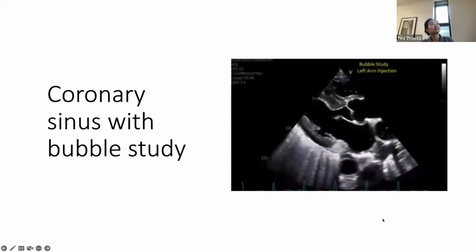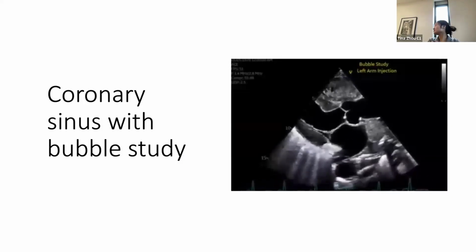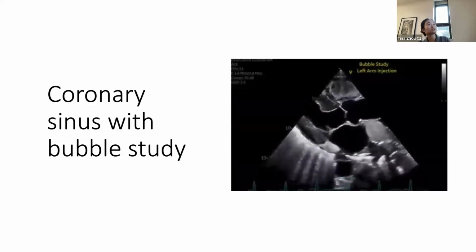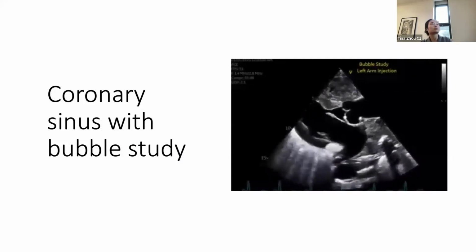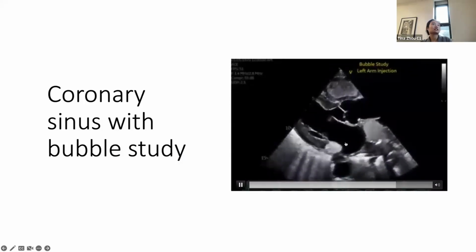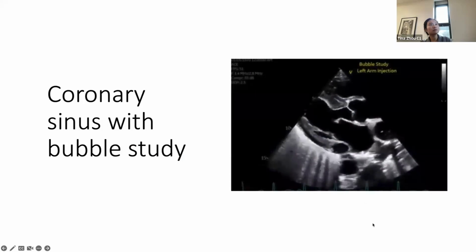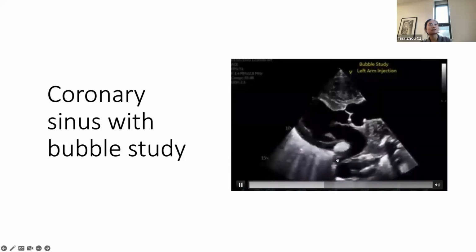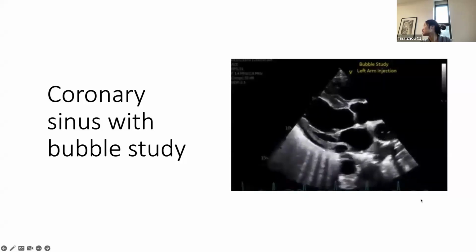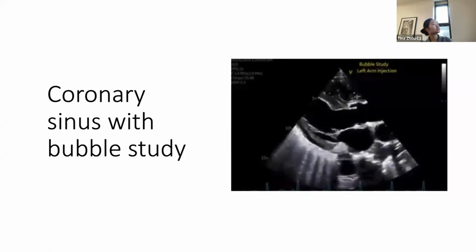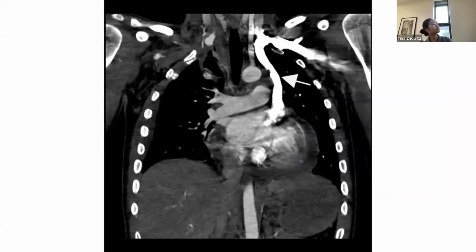So I think, alluding to what was mentioned, when you see this, you have to get a definitive diagnosis, which will require a bubble study. You inject bubbles into the left arm, and they should show up in the coronary sinus first before going into the right atrium, right ventricle, and eventually to the left side. So this is a very nice clip. And like I mentioned, the dilated coronary sinus is usually associated with a persistent left SVC.